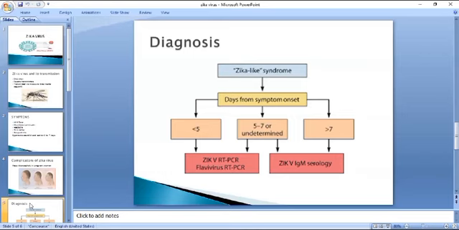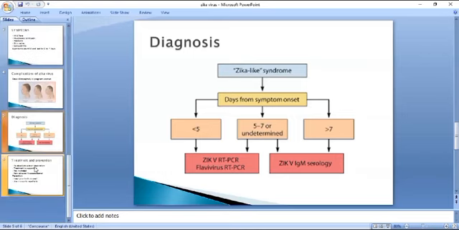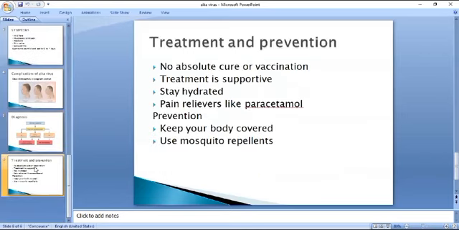Now, what about the treatment and prevention of Zika virus? Well, there's no absolute cure or vaccination for Zika virus. The treatment is supportive, as in case of most of the viral infections. We just need to make sure that the patient doesn't get dehydrated, and pain relievers such as paracetamol are also given.